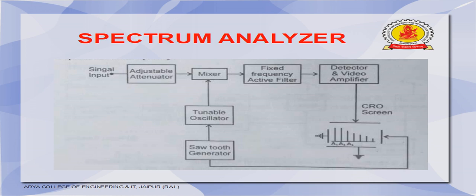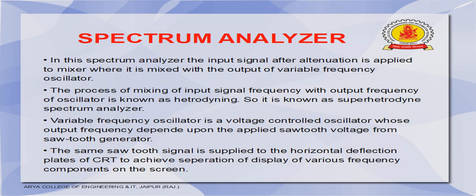Now we will see how these blocks work, or how the spectrum analyzer displays the frequency version of a signal on its CRT screen. The signal to be analyzed is applied to the input attenuator, and if the signal amplitude is too large, it can be attenuated by the input attenuator.